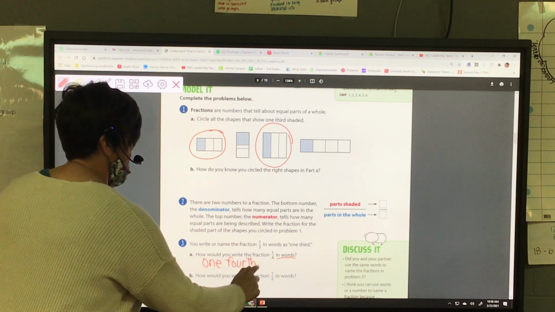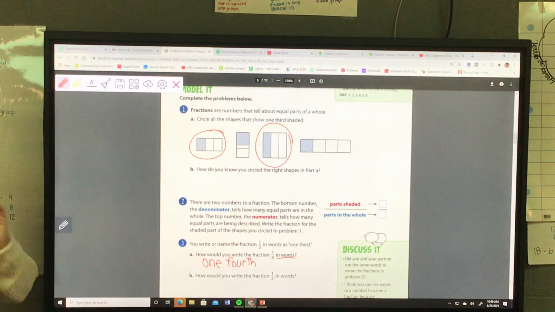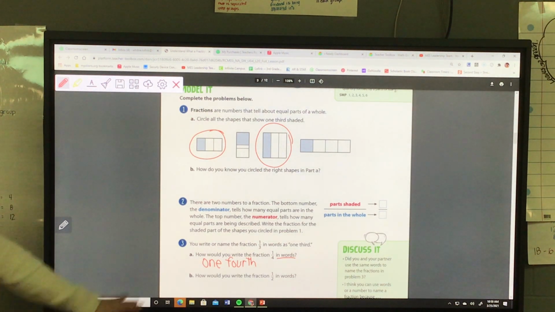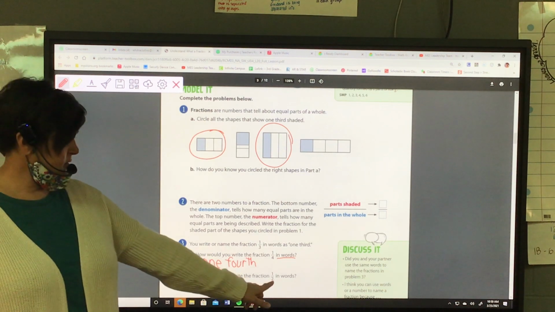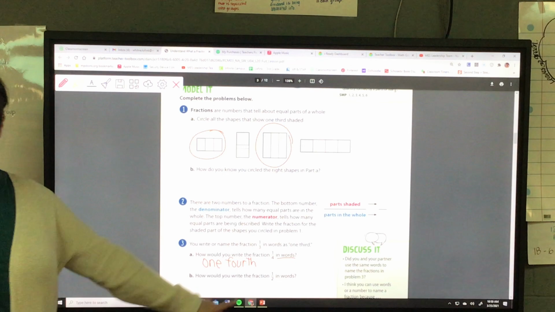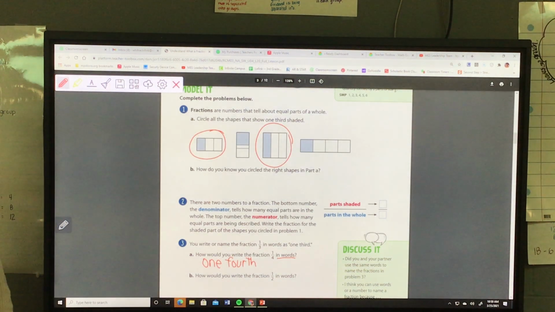So we write the word 4 and then add th to it. 4th. How would you write the fraction that it shows us in B? Look at the fraction in part B. How would you write that one in words?